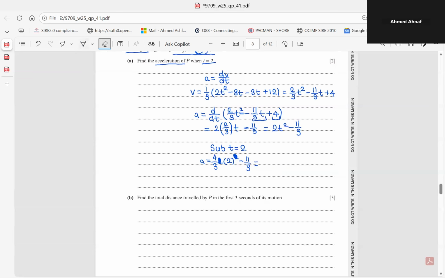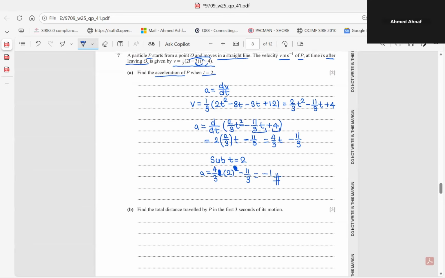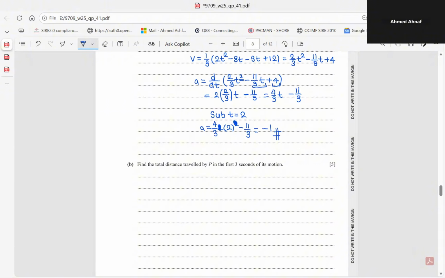Then this one is 4 over 3. So 4 over 3 times 2 minus 11 over 3, you get minus 1 as your final answer. Sorry for that mistake. So this is our final answer. Let's move on to the next question.